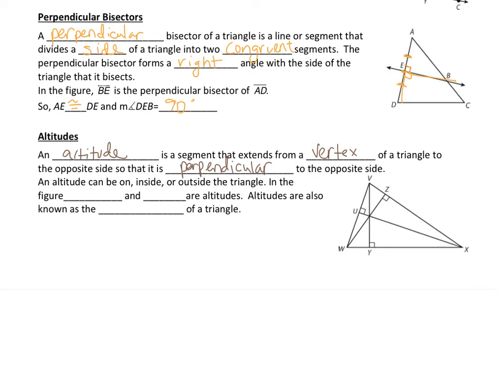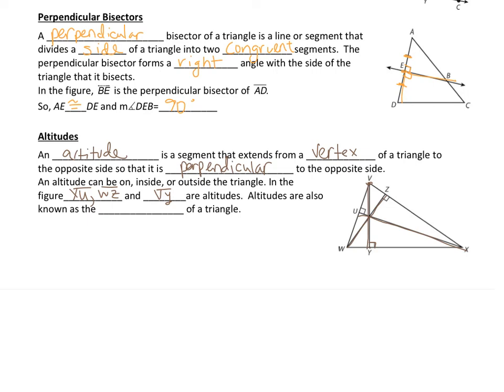In our figure off to the side, we have segment XU right here. There is one altitude. We also have another altitude, WZ. And thirdly, we have VY. And all three of those are altitudes because each connects the vertex to the opposite side, and where it crosses the opposite side is 90 degrees.